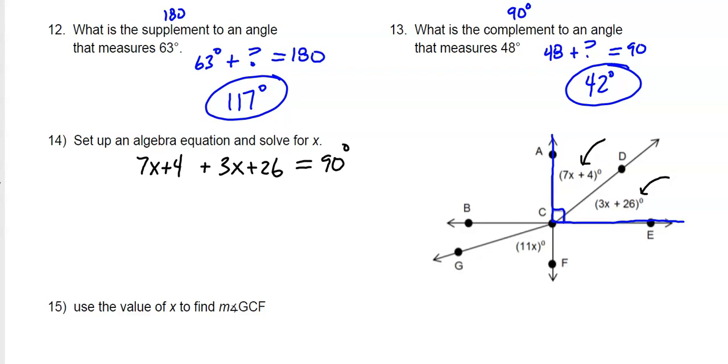So on the left-hand side, I have to combine some like terms. I got 7x's and 3x's. 10 x's. I have a plus 4 and a plus 26. Well, that's a plus 30.